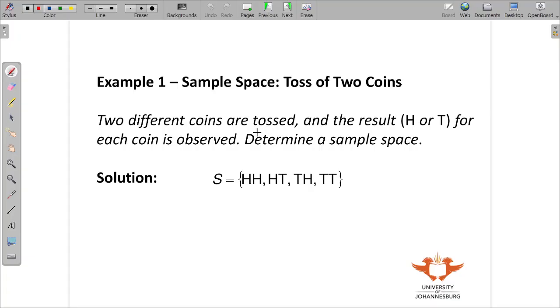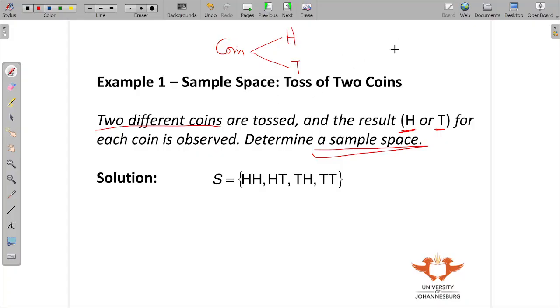Two different coins are tossed and the result, head or tail, for each coin is observed. Determine a sample space. Determine all the possible outcomes or options. We have a coin. You must first know that in a coin we have a head or a tail. Now we are tossing two different coins.